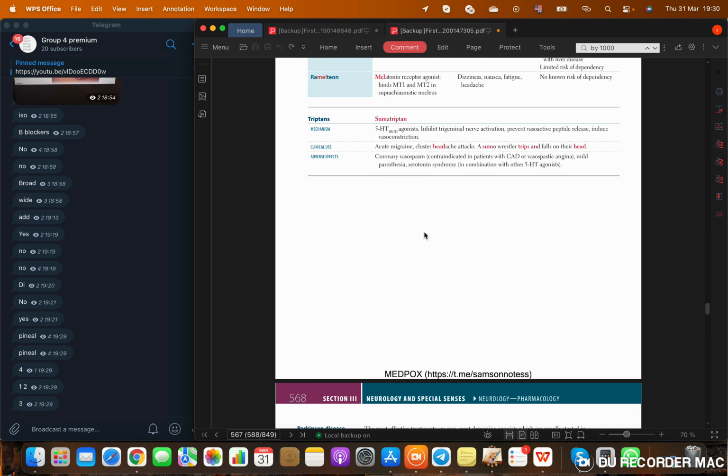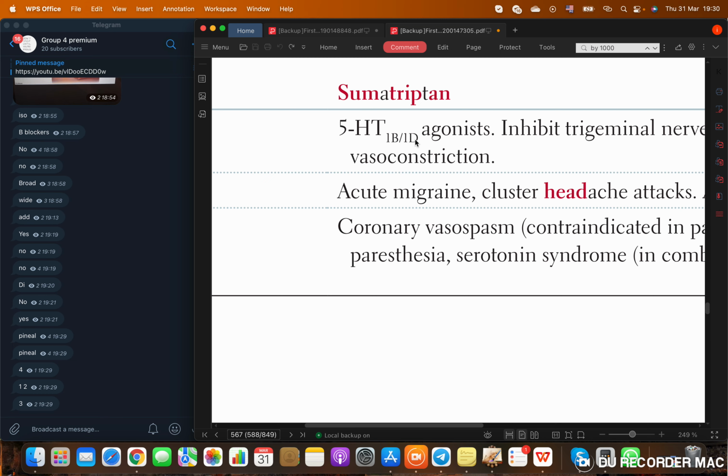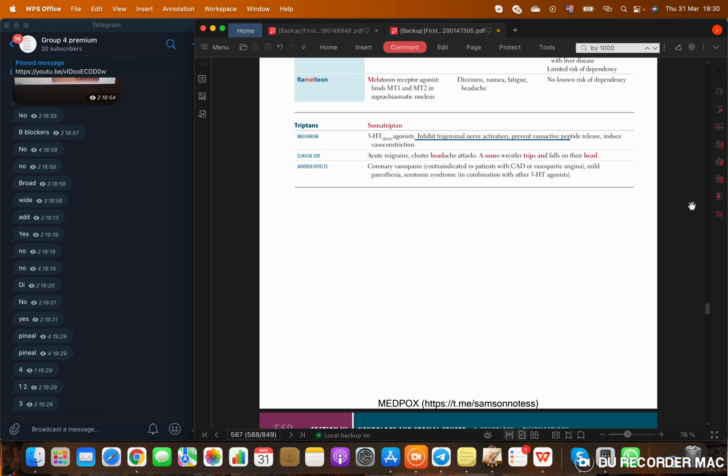So not a bad medication. Triptans, sumatriptan. Sumatriptan is a serotonin 1B/1D agonist, and it can lead to inhibition of trigeminal nerve activation and prevent vasoactive peptide release. Interesting. So no trigeminal activation, no vasoactive peptide release, and it induces vasoconstriction.